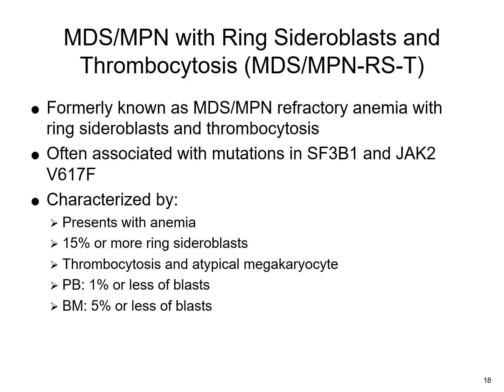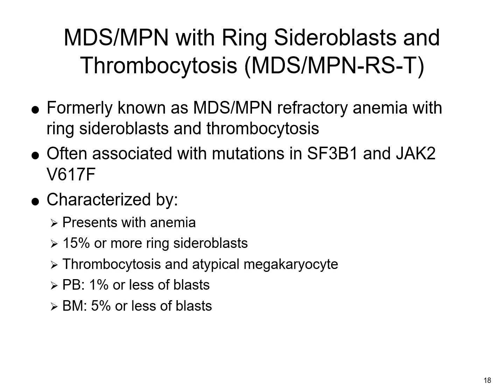Myelodysplastic syndrome, myeloproliferative neoplasm with ring sideroblasts and thrombocytosis. So this was once known as refractory anemia with ring sideroblasts and thrombocytosis. However, the WHO has since changed that classification. This disease has often been associated with mutations of the SF3B1 and the JAK2 V617F mutation. It does present as an anemia.